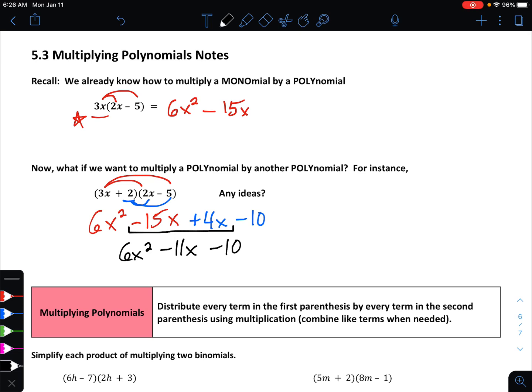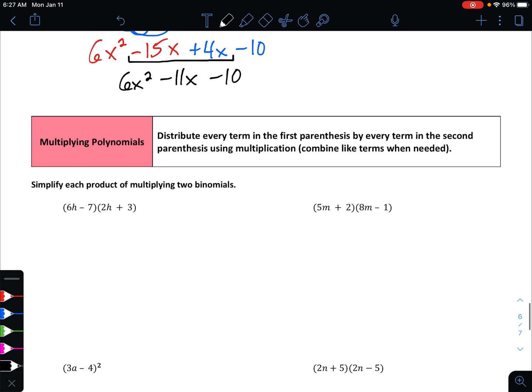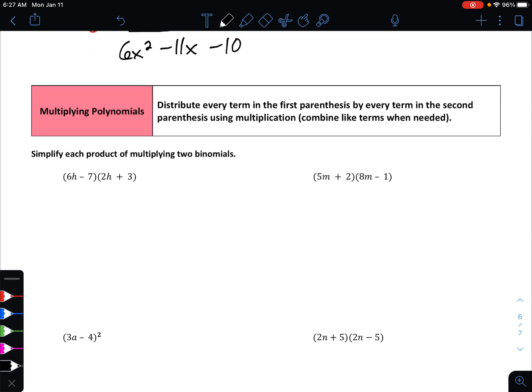So when we're multiplying polynomials, and that's going to be what we focus on today, division, we're just going to keep that as dividing by a monomial, so that won't get any more complicated. But with multiplying, we need to look at a few more examples. Here's what we're going to do. We're going to distribute every term in the first parentheses to every term in the second parentheses. And then we're just going to combine like terms whenever we have to. So let's look at a few more examples of this where we're taking a binomial multiplied by a binomial.